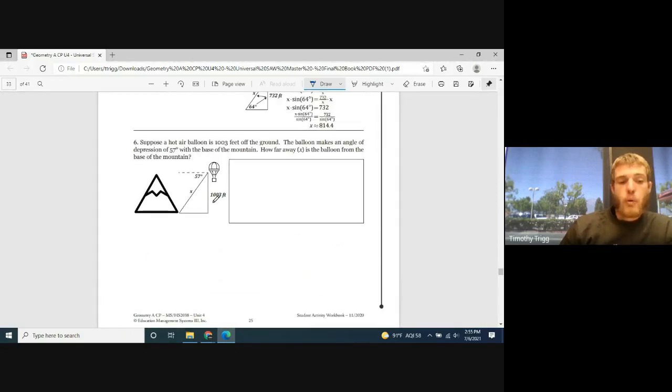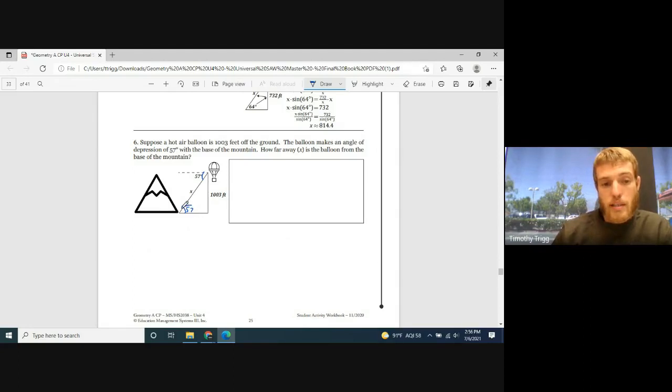Now let's do this one on page 25. It says, suppose a hot air balloon is 1,003 feet off the ground. The balloon makes an angle of depression of 57 degrees with the base of the mountain. How far away, x, is the balloon from the base of the mountain? So one of the key things I want you to realize is that if this is 57 here, then also this angle is also 57 here. So this is a 57 degree angle, and we're going to be using this angle to help us find x.